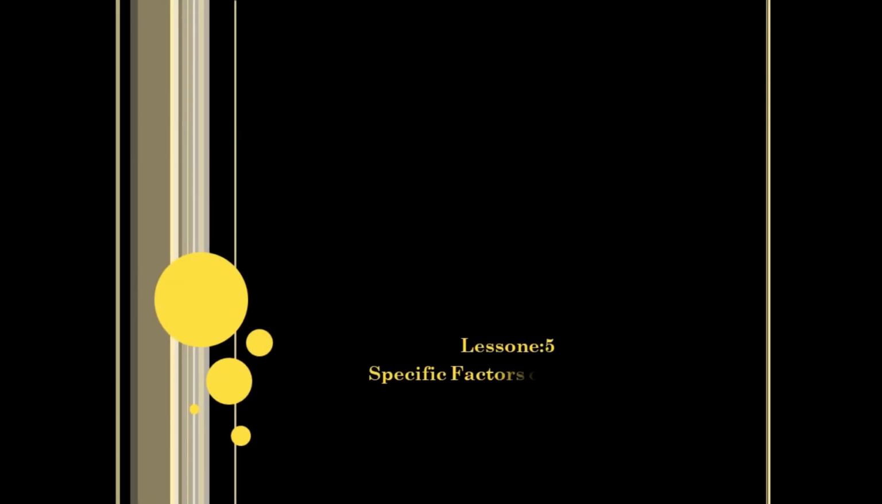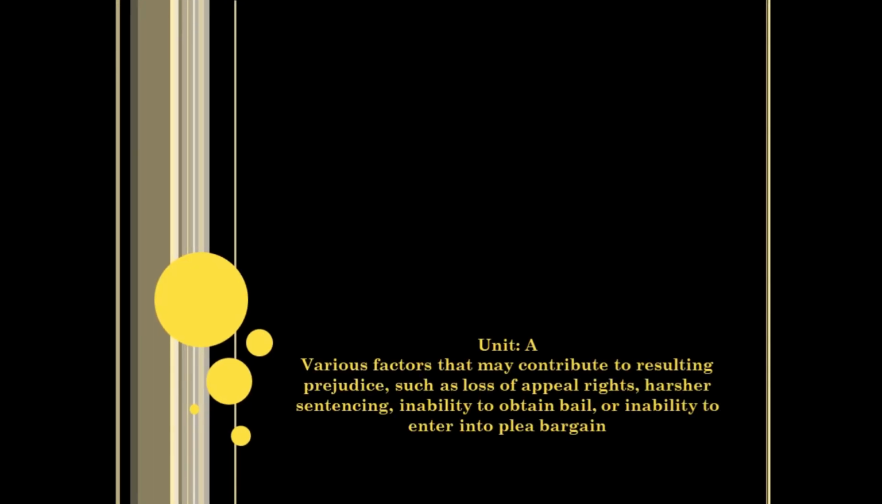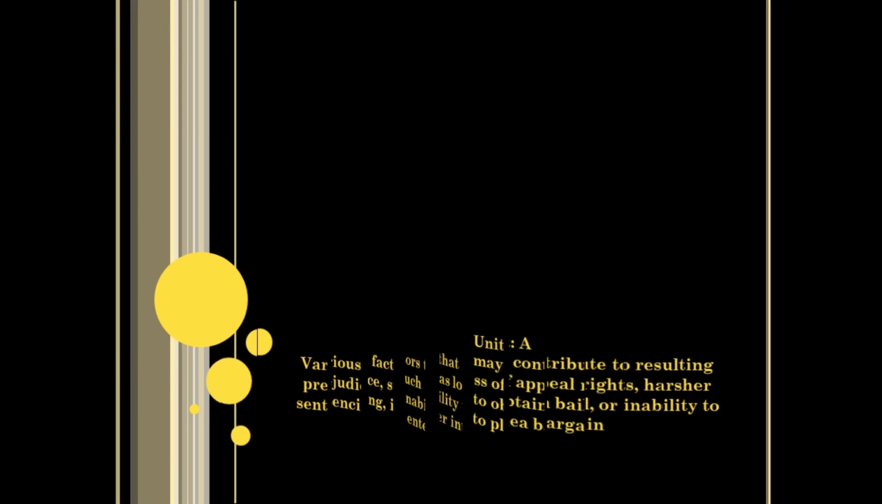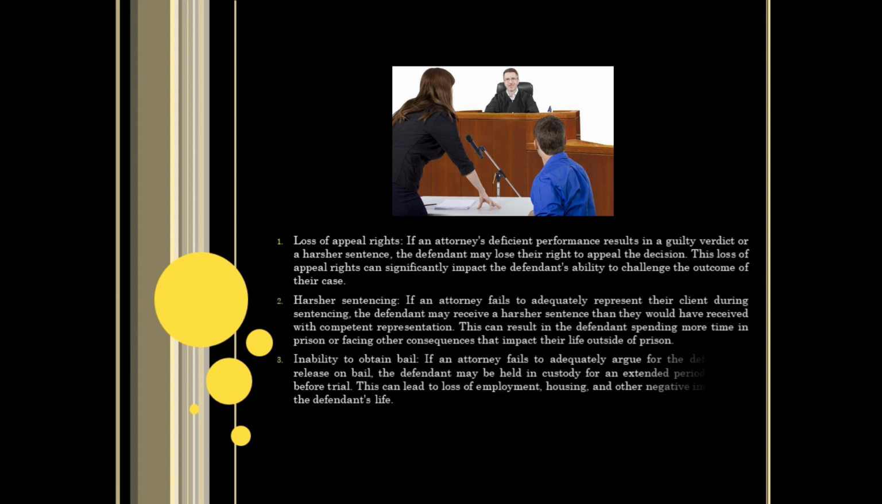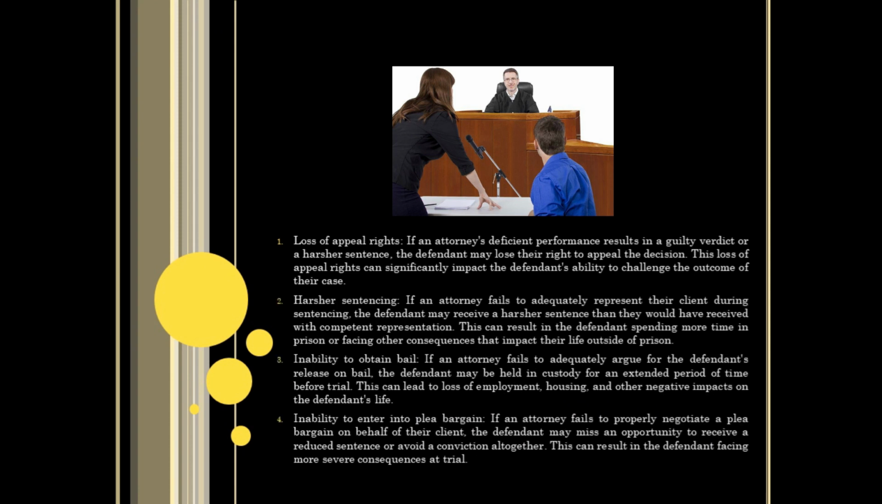Lesson 5. Specific factors of prejudice. Unit A. Various factors that may contribute to resulting prejudice, such as loss of appeal rights, harsher sentencing, inability to obtain bail, or inability to enter into plea bargain. 1. Loss of appeal rights. If an attorney's deficient performance results in a guilty verdict or a harsher sentence, the defendant may lose their right to appeal the decision. This loss of appeal rights can significantly impact the defendant's ability to challenge the outcome of their case. 2. Harsher sentencing.